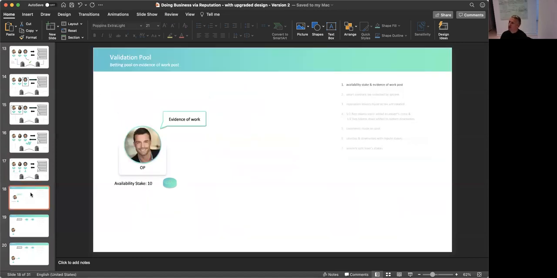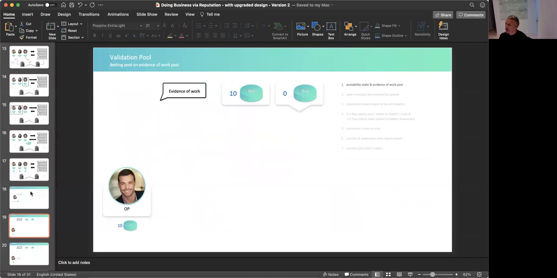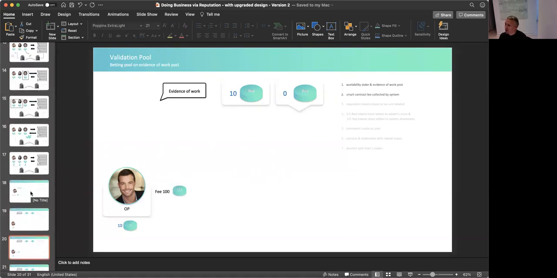So let's walk through this validation pool that I highlighted earlier. We have here what we would typically call the OP, the original proposer, saying, yes, I want to do the work. Here's my reputation. Here's 10. Please select me. And that 10 is automatically staked up in this validation pool on behalf of the original proposer, right? However, we also know that there's a fee coming in for which the OP is working. That fee results in a reputation minting process, right?